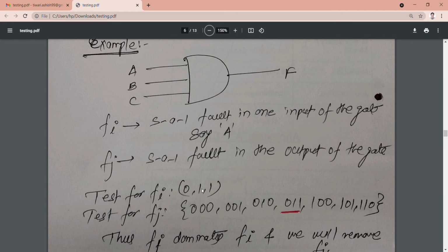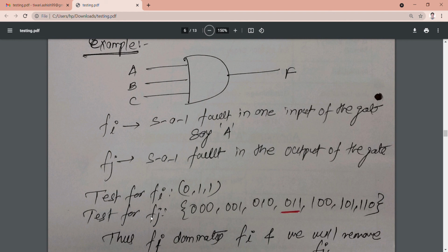This is the test vector. Let us apply the test vector, then you can understand. A is 0, B is 1 and C is 1. What will be the output? F will be 0. And suppose A is stuck at 1, so the input is 1 1 1. What will be the output? F is 1. So there is the XORing condition again, and it will be true. The original output does not match the faulty output, so you can test Fi.